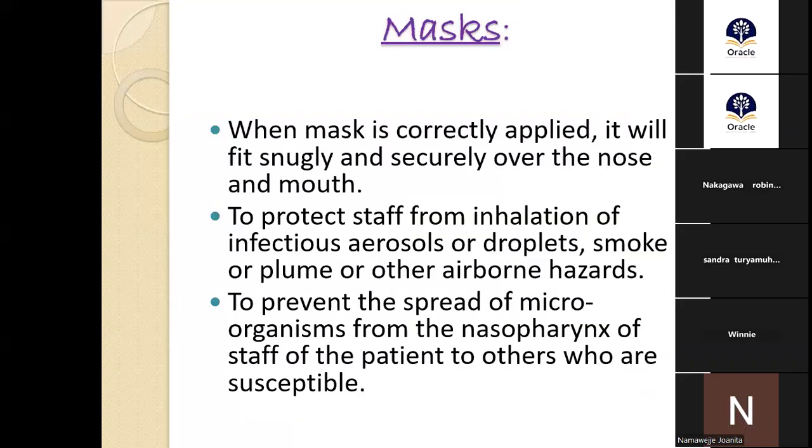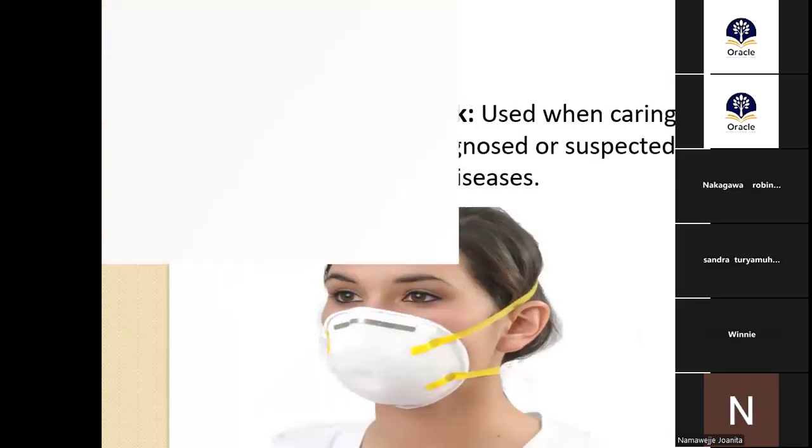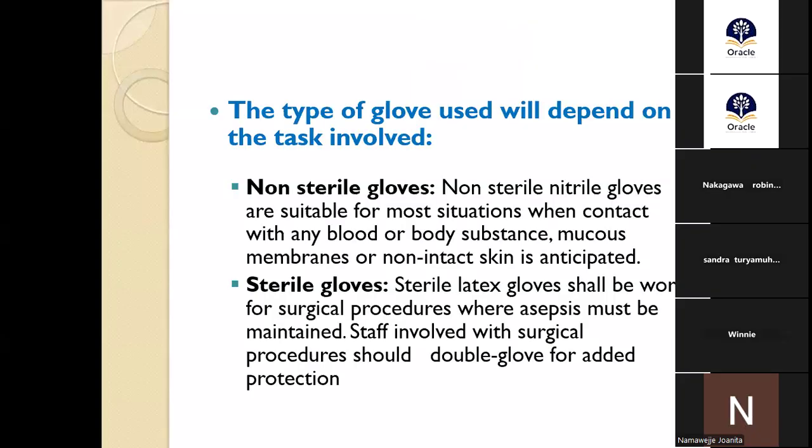Then masks: types of masks are surgical mask and N95. Then gloves. You need to know the proper gloving technique. This one I need to demonstrate. Non-sterile gloves are suitable for most situations when contact with any body substance, mucus, or non-intact skin is anticipated. Then sterile gloves are worn for surgical procedures where asepsis must be maintained.